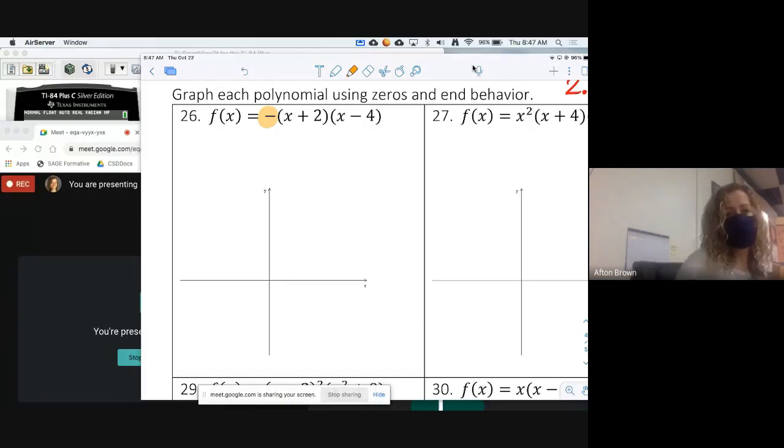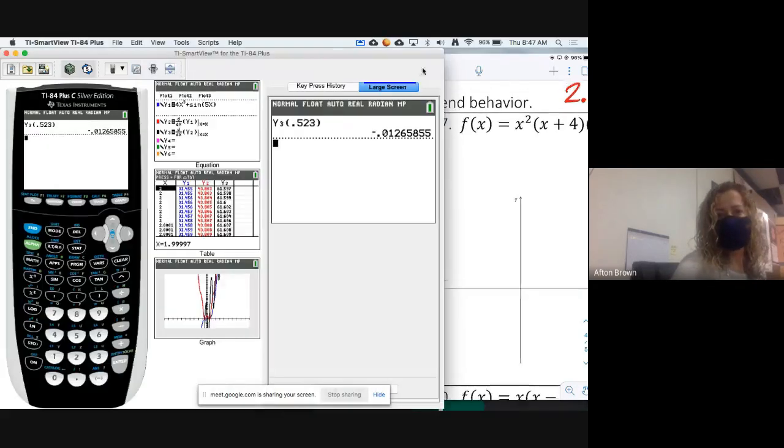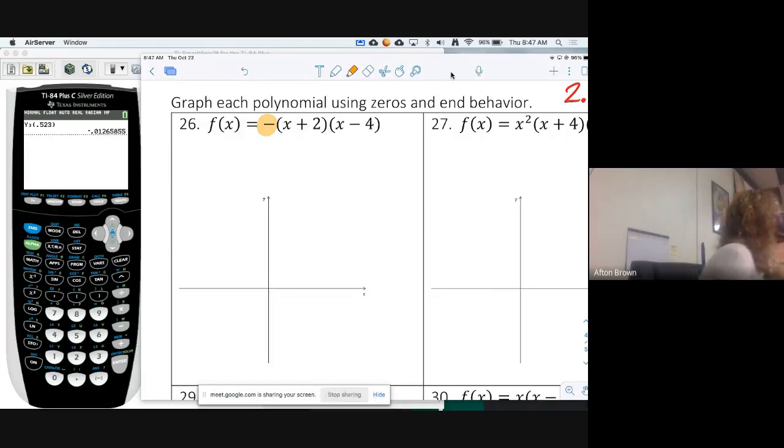Next thing that we have to look at. And there are some hints up here. It says graph the polynomial using zeros and end behavior. How many x's do we have? Two, right? So we have a degree of 2.